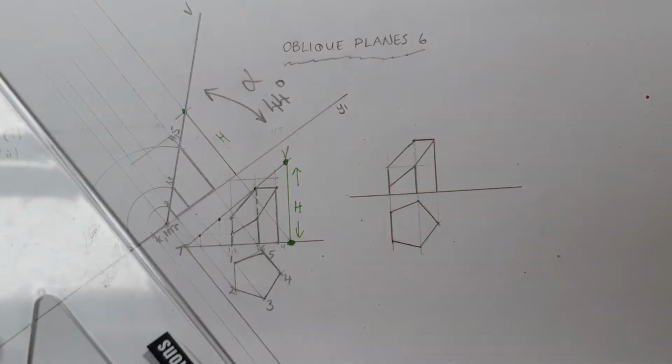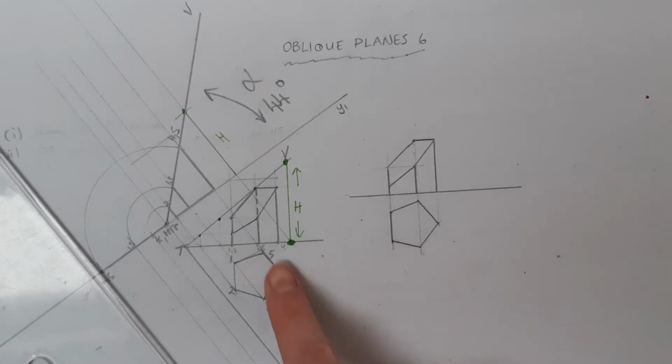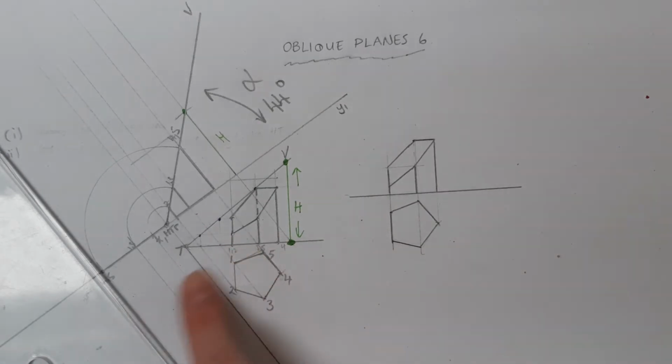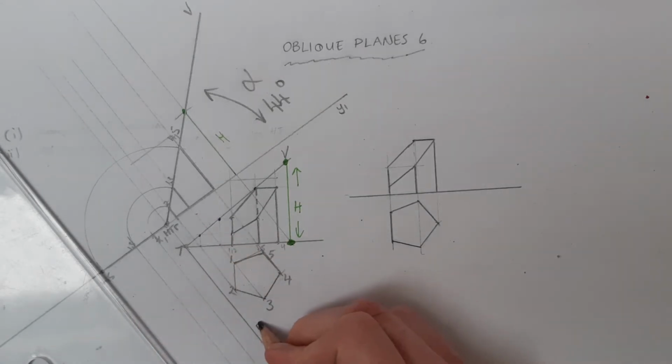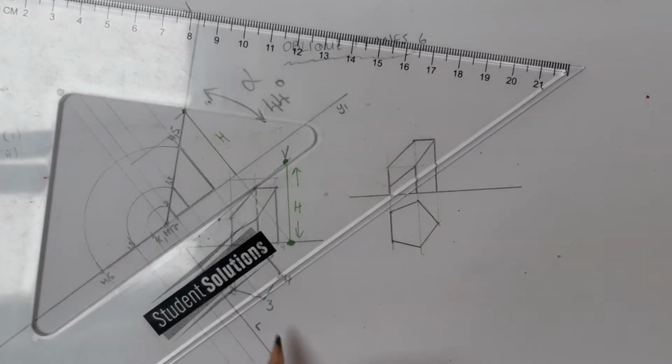Okay, so bringing down 2, bringing down 1 and 3, and bringing out 4 and 5. And when you bring your points from the plan out to this view, it needs to come perpendicular to the HT. And you can slide or flip your set squares. I flip them, as you can see.